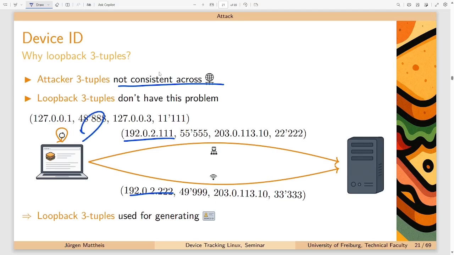And for this reason, loopback 3-tuples are used for generating the device ID.